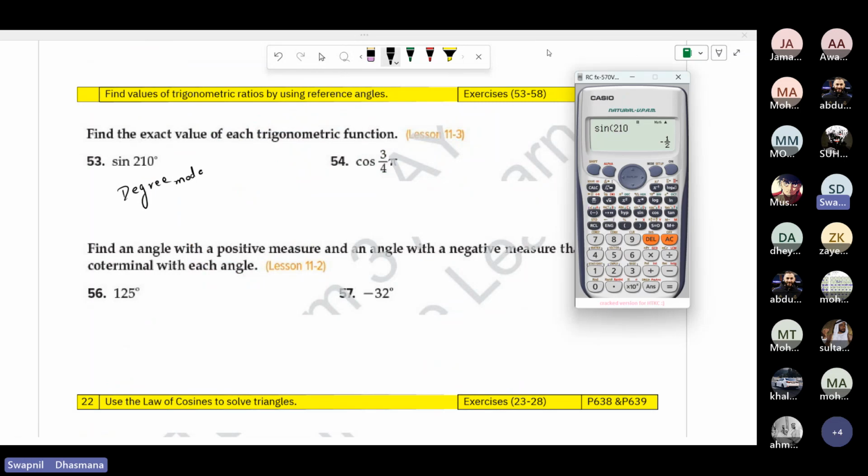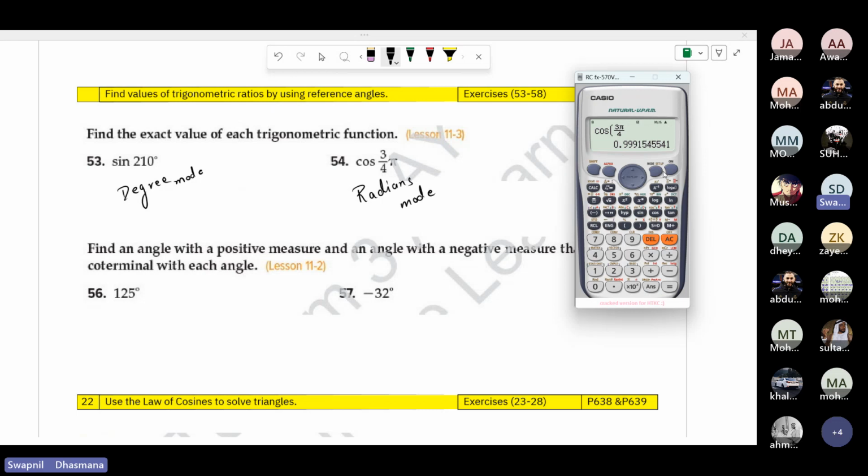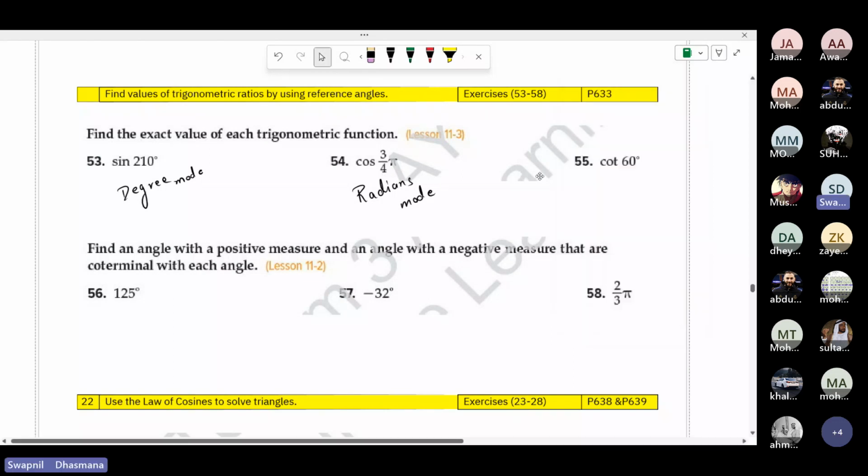Now let's check the next question. If I write cosine 3 pi over 4, this is the wrong answer because it has to be in radians. So shift setup 4. This is the correct answer. For question 3, cot, do you know the value of it? Can you write cot on the calculator?